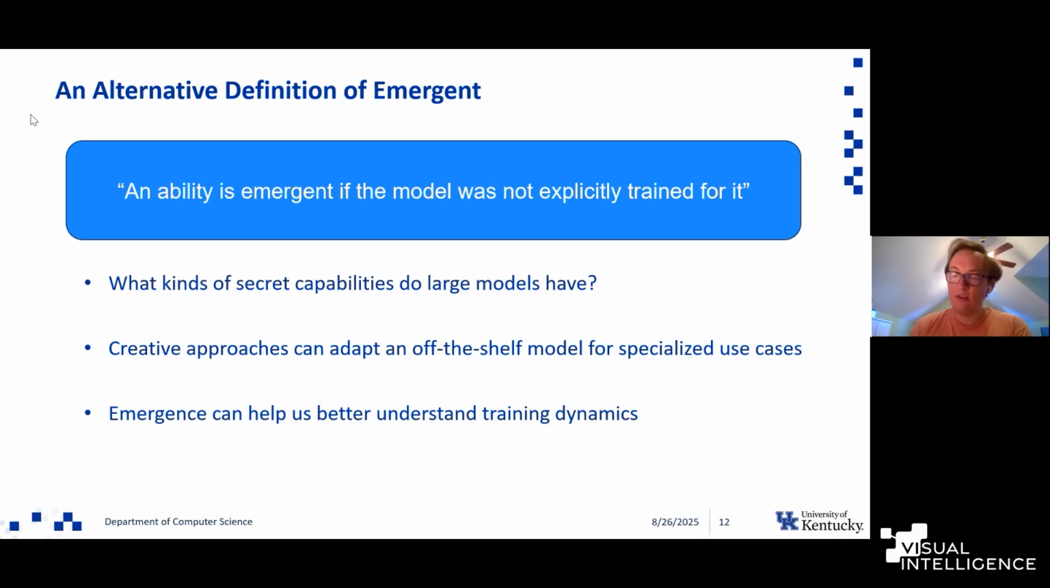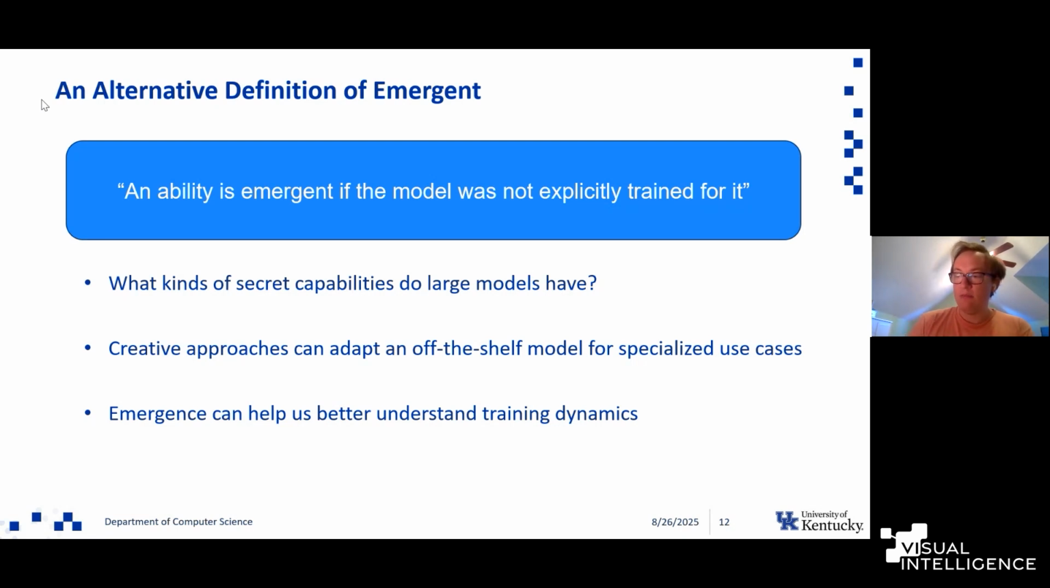Let's say I download some open source model that was trained for some particular task. Maybe I can find other situations, or situations that are important for my work, that the model can be applied to. And looking at emergent capabilities in these models lets us know what they're actually capable of, but also it helps shed light on the training dynamics of the model.